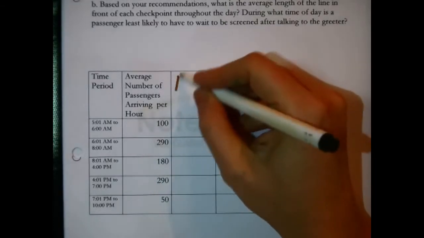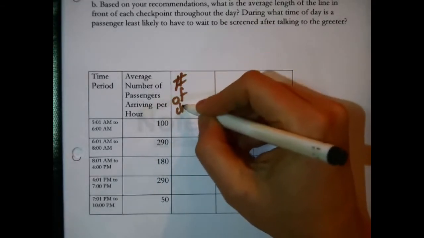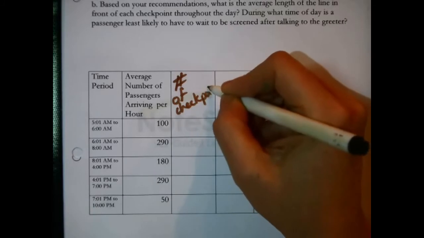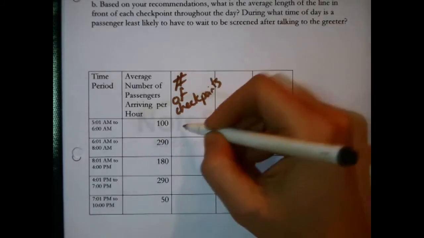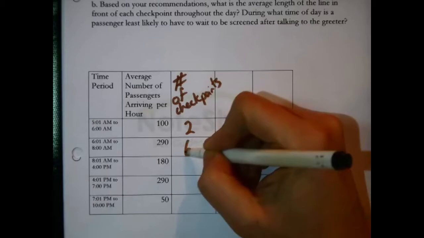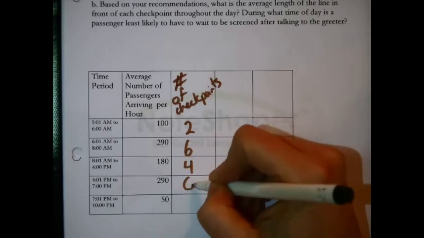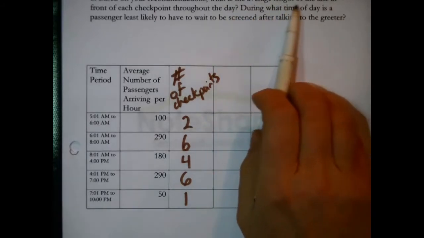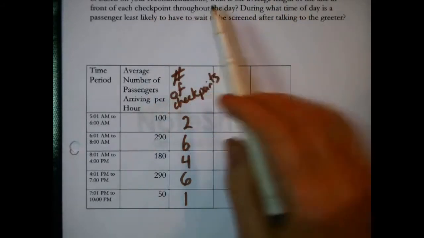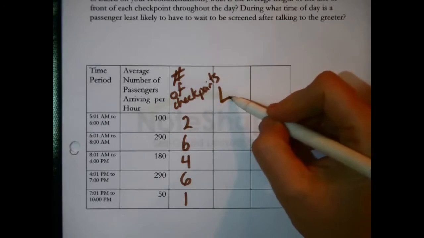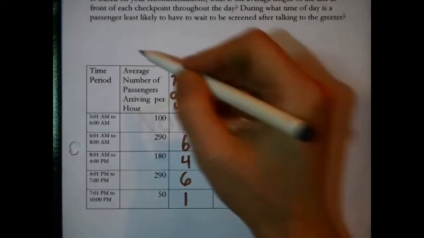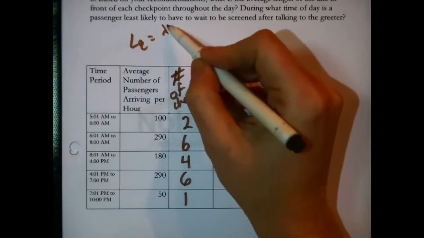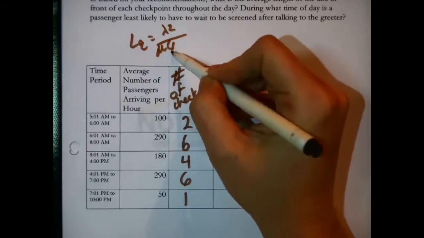Number of checkpoints or lanes. We've decided that. It's now 2, then 6, then 4, then 6, then 1. That's what we've decided. It's now asking what's the average length of the line in front of each checkpoint throughout the day. That is LQ, right? Remember, LQ equals lambda squared over mu minus lambda.